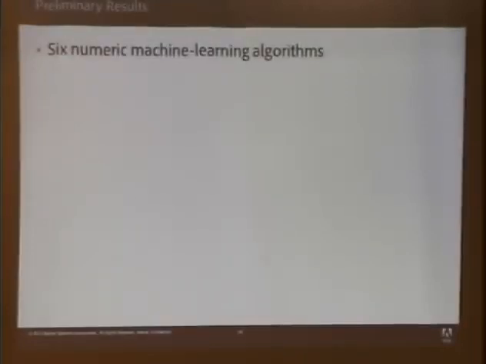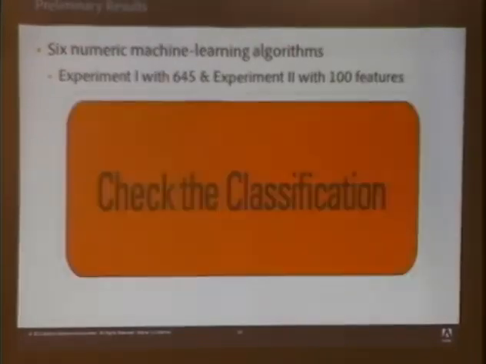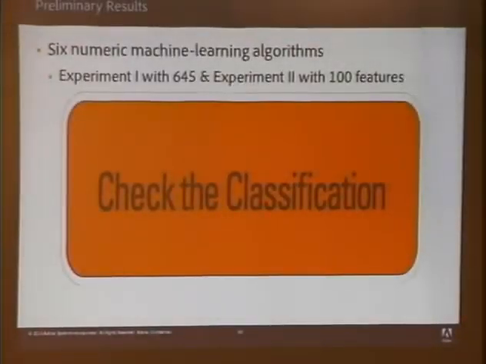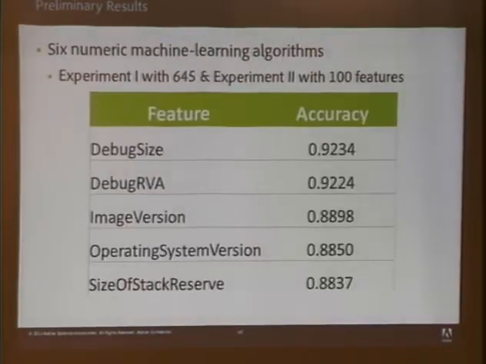So I ran 6 numeric machine learning algorithms on my data. I started with 645 features, and in the second experiment with 100 features. And I also ran these classifiers individually against particular features, and I wanted to check the classification. So these are the results, and some of these features had pretty high accuracy.